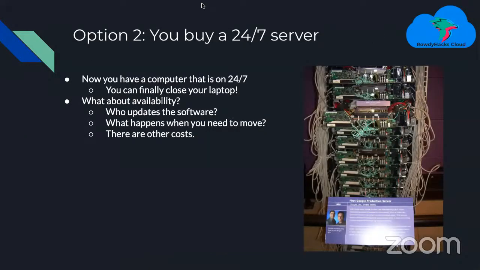Which brings us to option 2. You can buy another server. Essentially, you could also just buy another laptop. Now you have a computer that's on 24/7. You can finally close your laptop, but there are some other problems associated with that. So who's going to update the software? What happens when you need to move that server around? So let's say you have it at your apartment and you're moving apartments, and now you have to move it. Well, that means you have to unplug it, which means anyone that's using the application will lose connection.